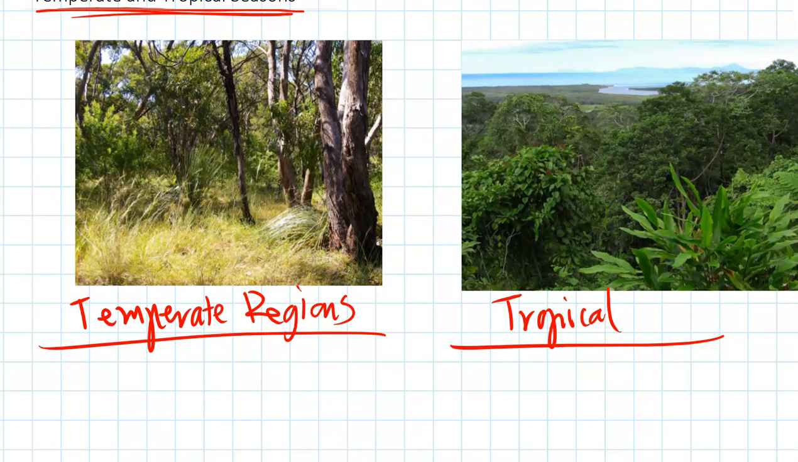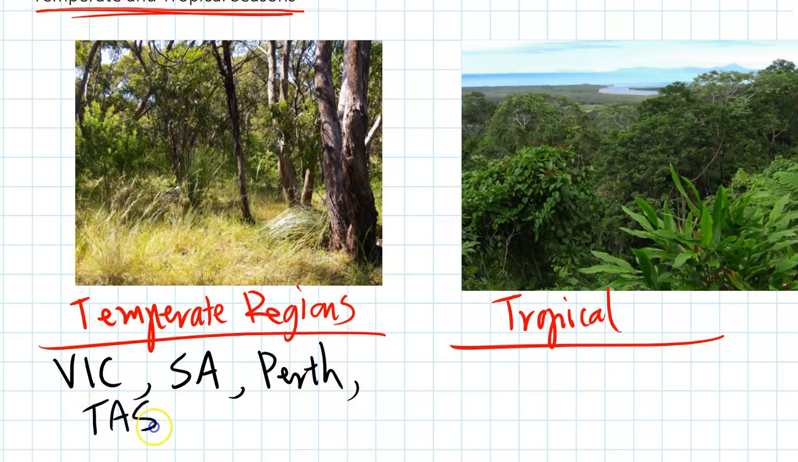So in terms of Australia, temperate regions are mostly found in southern Australia. So in Victoria, across South Australia, the bottom half of Western Australia, so around where Perth is, and Tasmania as well, and the lower half of New South Wales. So southern New South Wales. These are all the temperate regions in Australia.